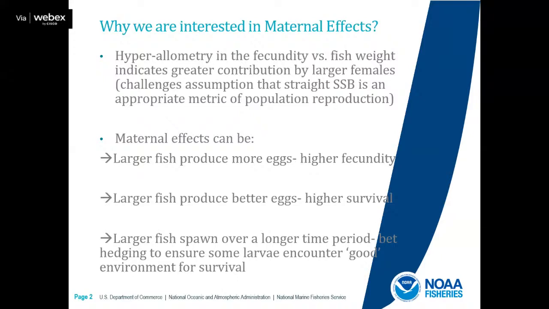And these maternal effects can manifest in different ways. One way is that larger fish produce more eggs, resulting in higher fecundity. Another is that larger fish produce better eggs, and may have higher survival of the larvae. And larger fish may also spawn over a longer period of time, which is a bet-hedging strategy to provide eggs to ensure some encounter of a good environmental match for survival of the larvae. So there are multiple ways these maternal effects can play out. I can go to the next slide.